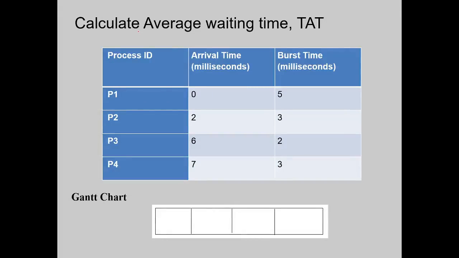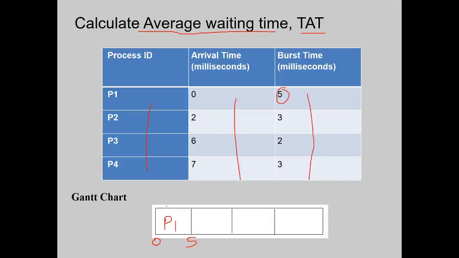Another problem we'll see, calculate average waiting time or turnaround time. So they are given this problem, process IDs, arrival time and burst time. Now check out from unit 0 which process has arrived. Yes, at unit 0 process P1 has arrived. Until how much time is it going to run? Till unit 5, from 0 to 5 it is going to run.